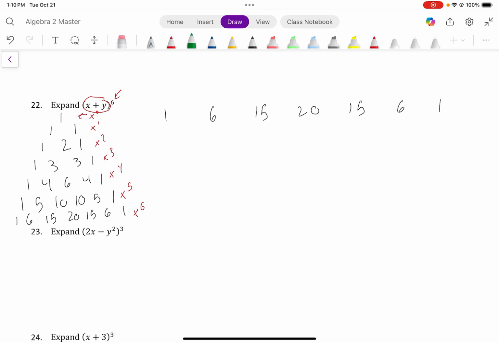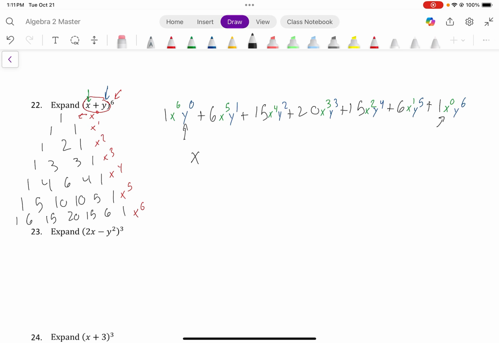So I take the very first thing in the parentheses, which was an x. I'm going to have an x to the 6th, x to the 5th, x to the 4th, 3rd, 2nd, 1st, 0th. Then I take this thing here, which is a positive y. I'm going to have a y to the 0th, y to the 1st, 2nd, 3rd, 4th, 5th, and 6th. And in this case, everything was plus, so I'm going to just have plus in between everything.